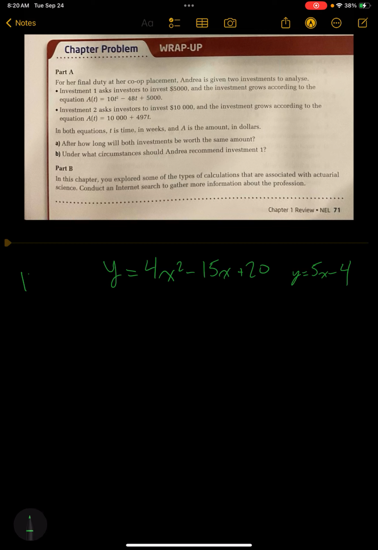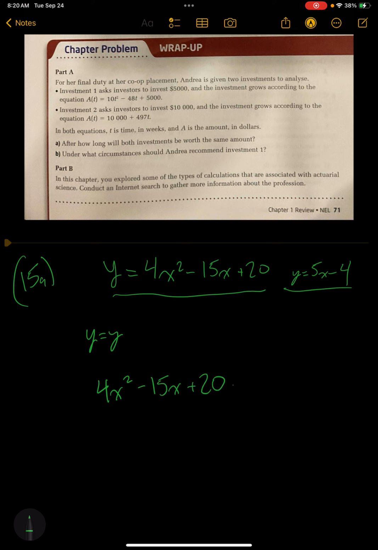So question 15a asks us to solve a linear quadratic system, a line and a quadratic equation, and find the points of intersection, if there are any. The first step is we set y equal to y, since at a point of intersection that will be true. So what do we end up getting? We solve for x: 4x squared minus 15x plus 20 equals 5x minus 4.